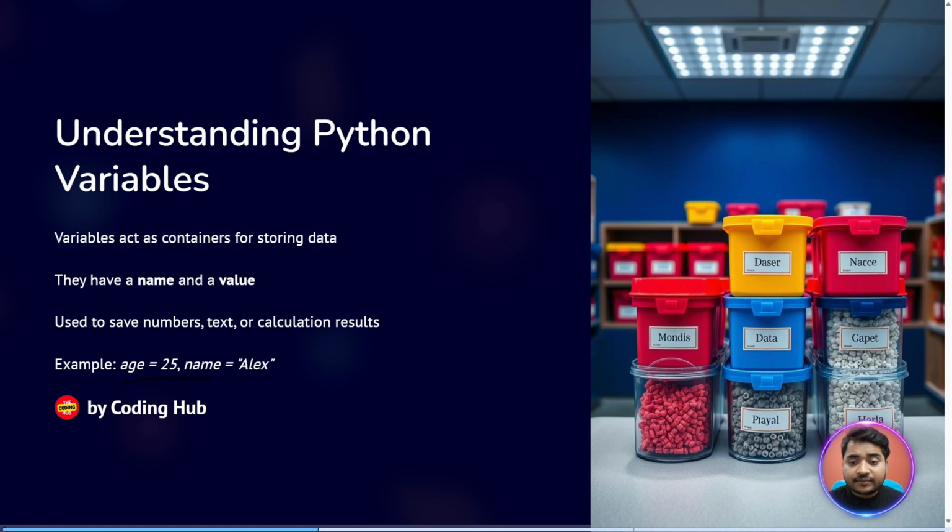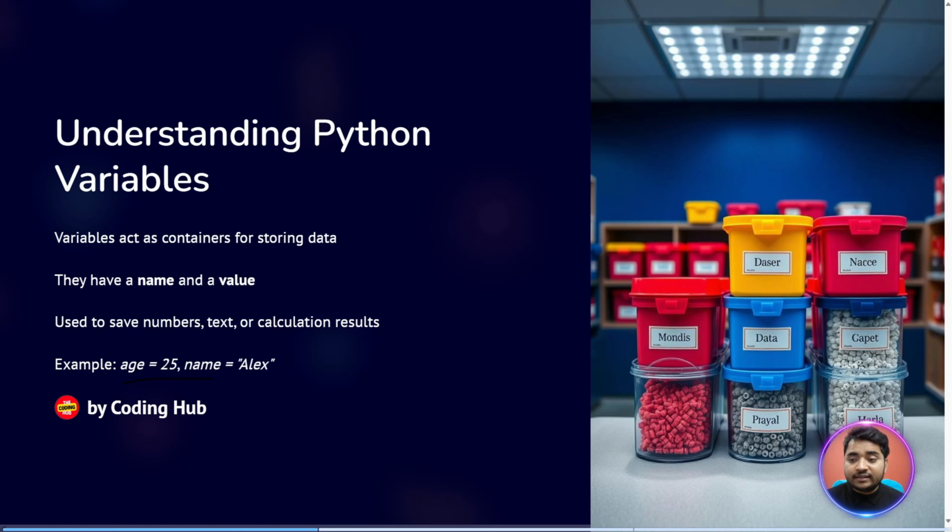Now, what is a variable, right? A variable is a very simple thing. Think about carrying some food or any item in a container, right? So that's kind of a variable. A variable basically means that we are storing some kind of information in a container, and that container is known as a variable.